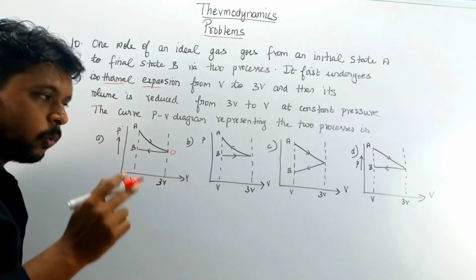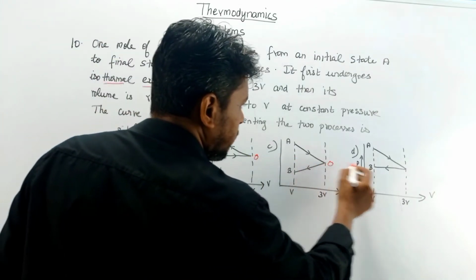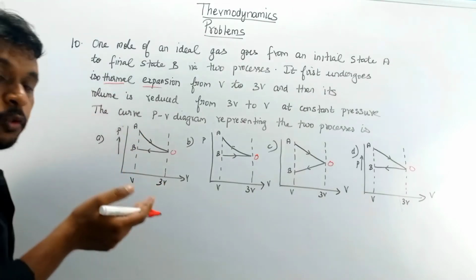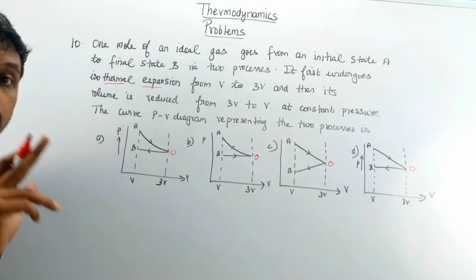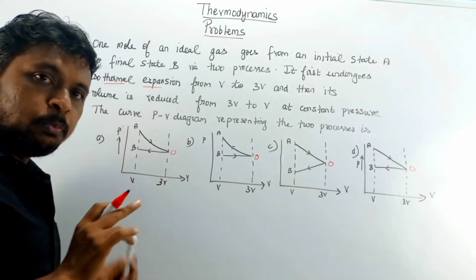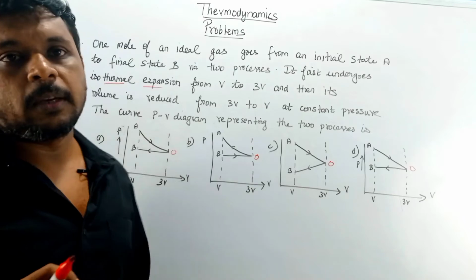Let us take it as point O, which is not given in the question, we are just assuming. Then its volume is reduced from 3V to V at constant pressure. So this is the condition given, and we have to find which PV diagram correctly represents this.